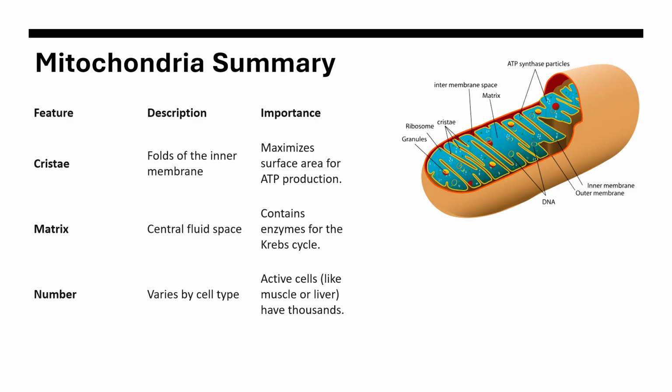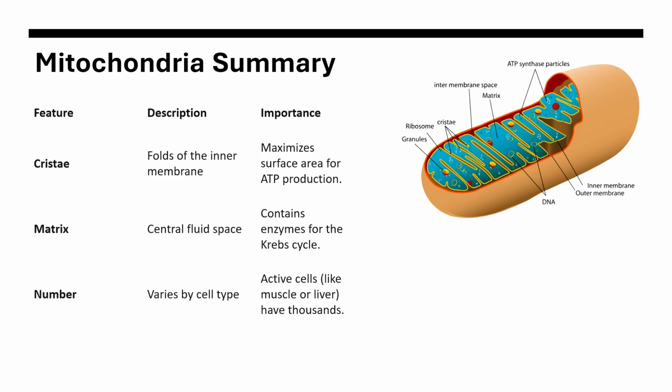The more table space you have in your factory, for example, the more ATP you can churn out every second. Next is the matrix, that central fluid space. This is where the Krebs cycle takes place, which is the key part of respiration. We still did not study the Krebs cycle, but definitely in future you will study about that. Okay, the matrix is packed with specialized enzymes which act like the workers on the assembly line.